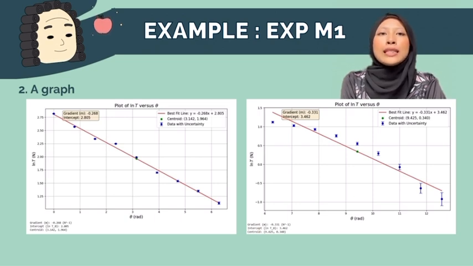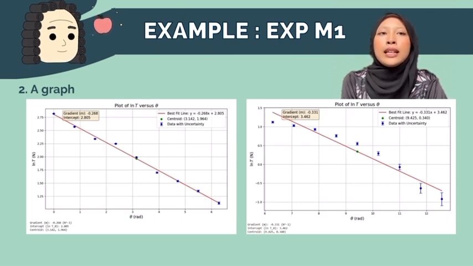So, how to extract information from a graph? We must first understand the axis. The x-axis represents the angle theta in radians, while the y-axis represents ln T, which is the natural logarithm of tension. Knowing each axis will help us to interpret how tension changes with angle.